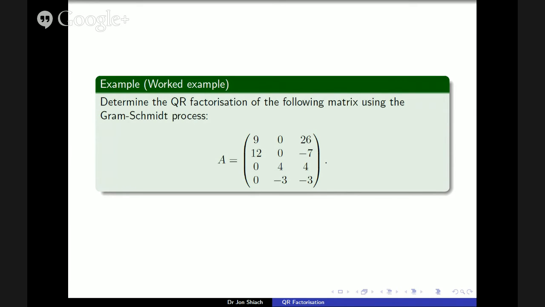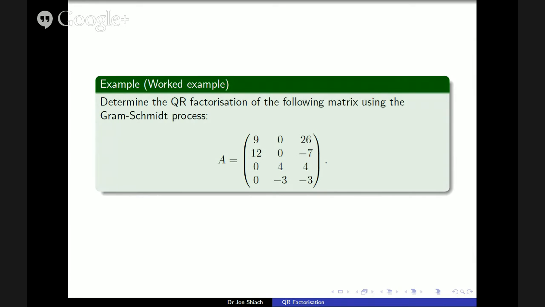In a similar fashion to all of the other direct methods we're doing, we take things one column at a time. So kind of similar to Crout's. Okay, the first column is easy. U1 is equal to A1. So our first vector is simply the first column of A. That means that R11 is equal to the magnitude of U1.